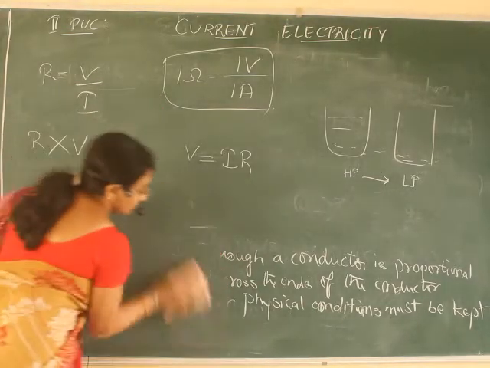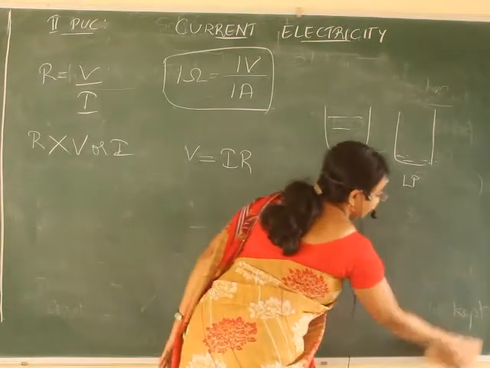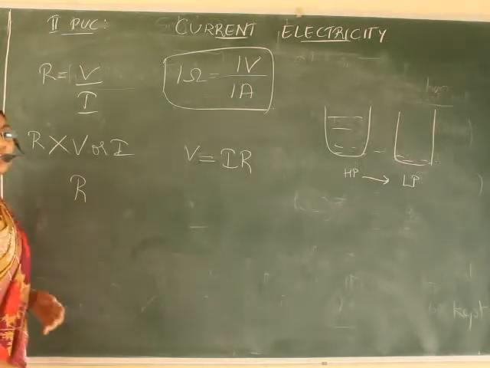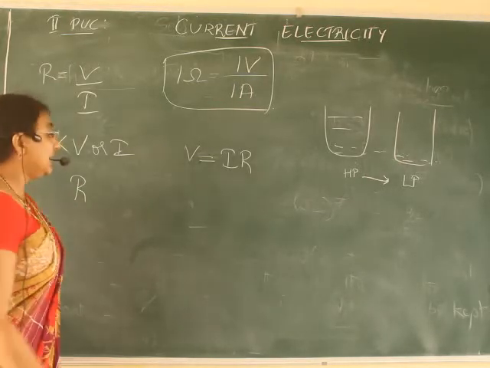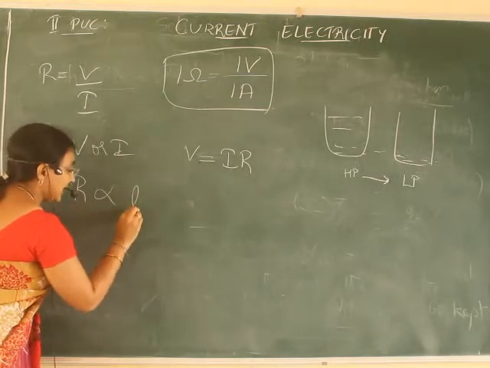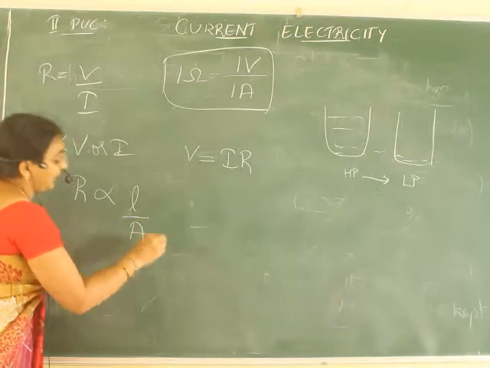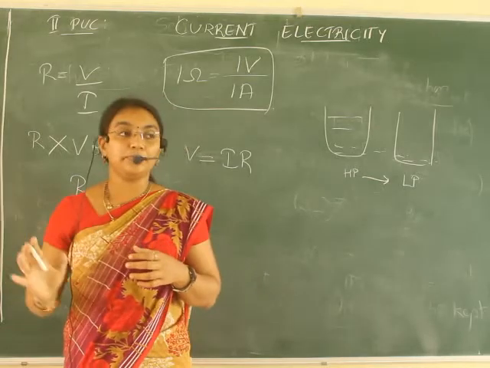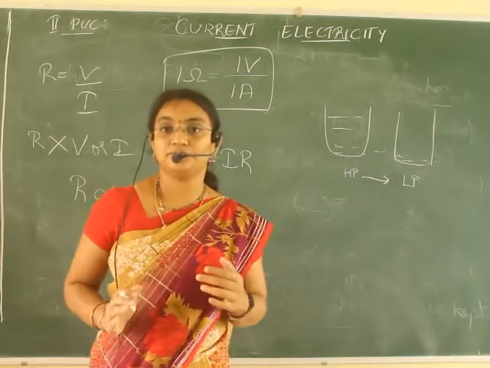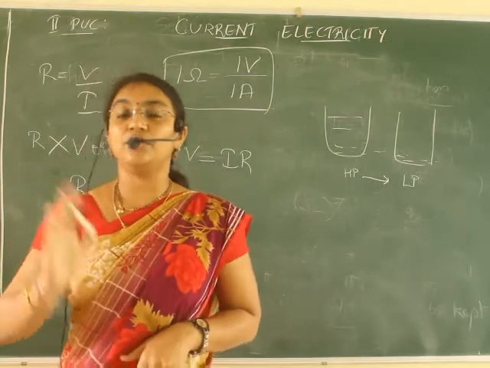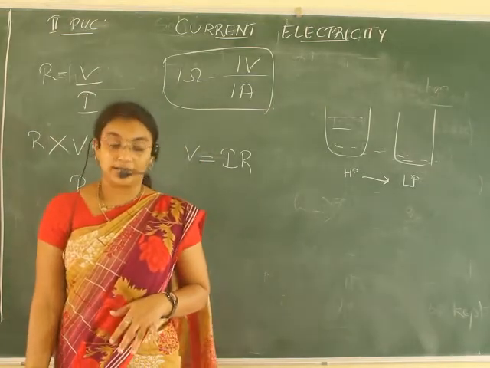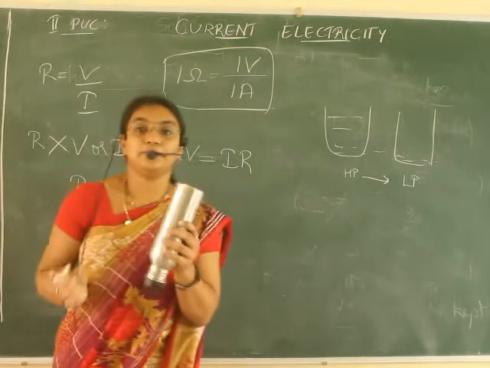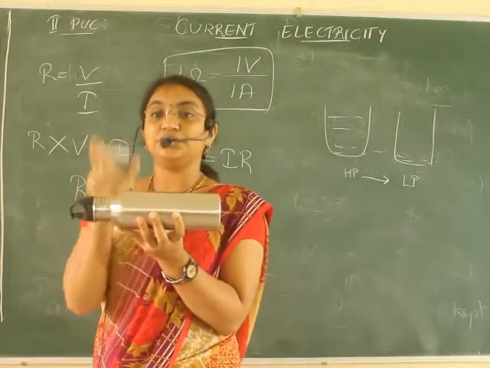Now, look here. Since it depends upon the material and dimension, resistance is proportional to the length and inversely proportional to area. Just like a water pipe. We will consider one water pipe. Its length is very, very small. Now, water should flow from one region to another region.